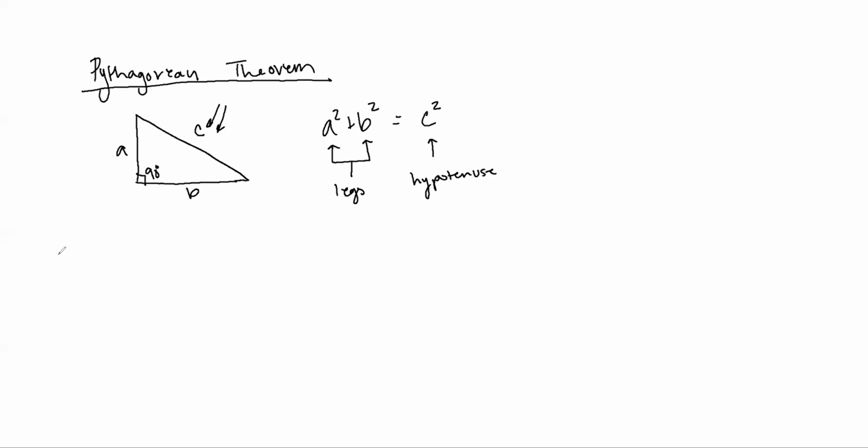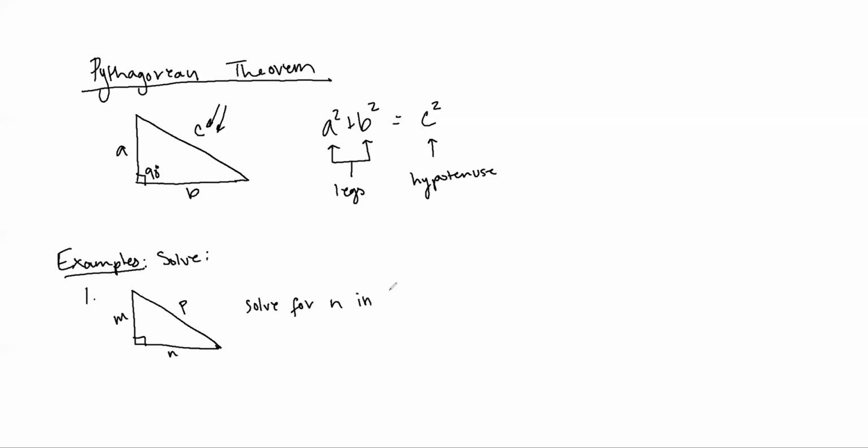All right, so our first example here, I'm going to go through a few of these. So number one, we're given a right triangle. And we're given the two legs are M and N, and the hypotenuse is P. And we're told to solve for N in terms of the other variables.